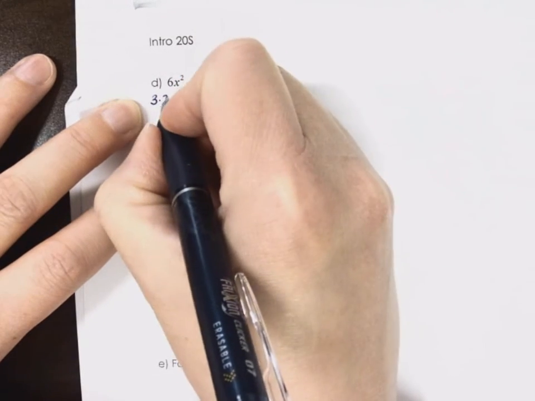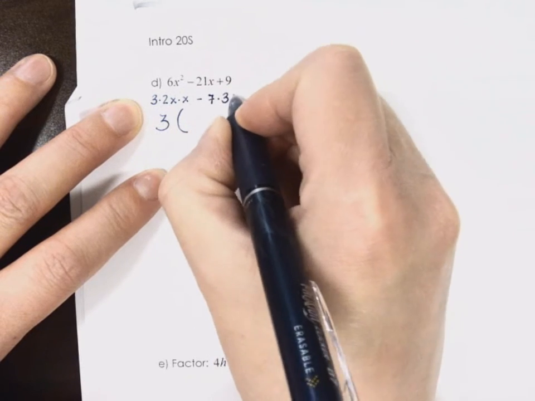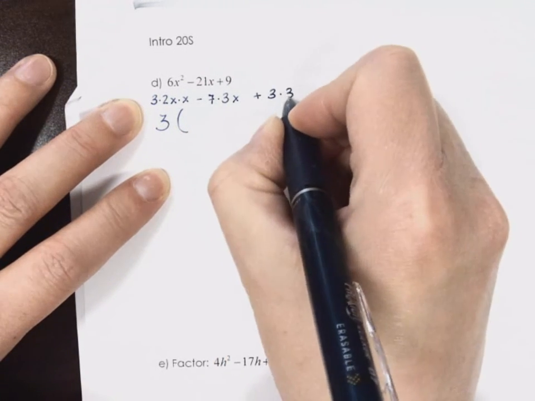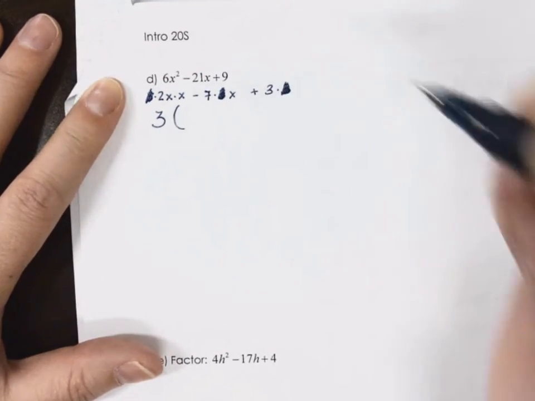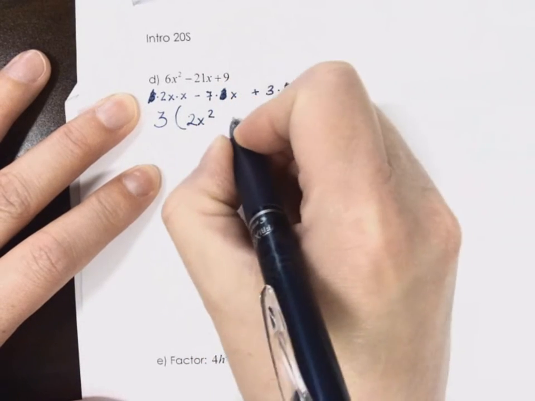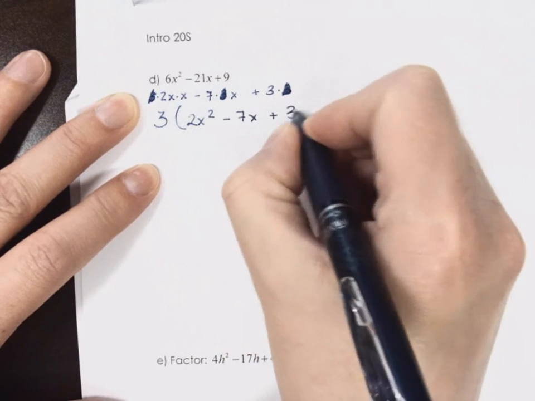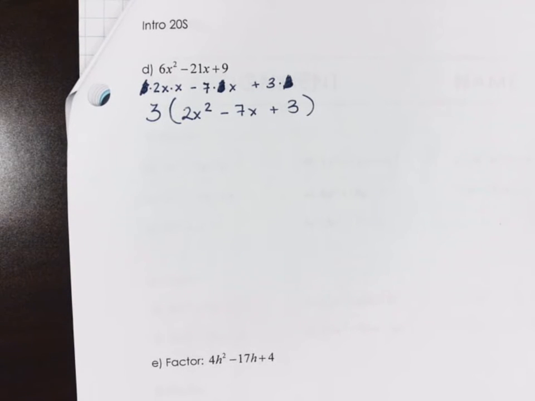So this would be 3 by 2 by x by x. This one would be 7 by 3 by x plus 3 by 3. So if I take a 3 out of all of those, I've got 2x squared minus 7x plus 3. Still a complex trinomial. But this way, it's going to be fully factored. You would lose marks if you did not common factor out that 3.